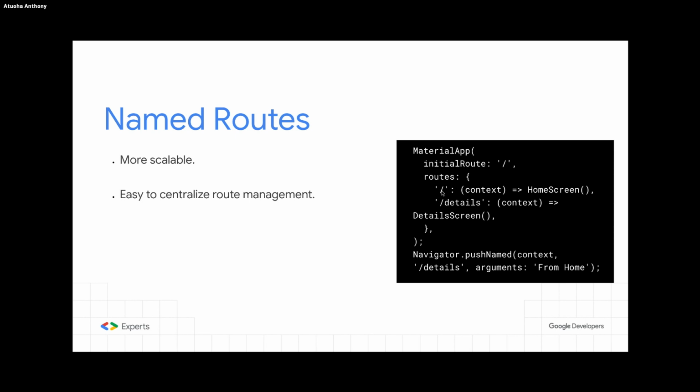We have this first slash, which is slash without any text after it, and it takes us to the home screen. Then when we have something like slash details, it takes us to the details screen. And one more thing we are doing here, we're going to talk about this later, is we want to pass an argument when we are moving to that particular screen.